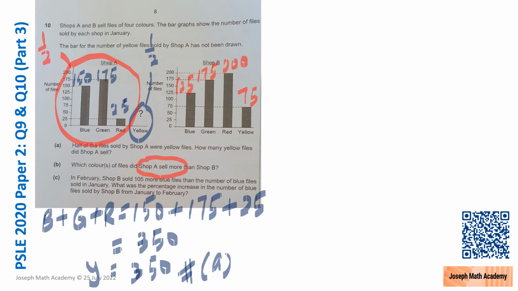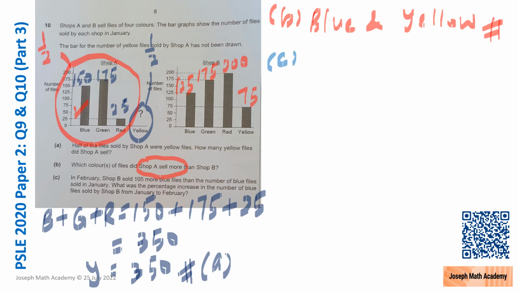Shop A must sell more. So comparing the individual colors, we know that blue is more for shop A. Green, they are the same. For red, shop B is more. And for yellow, shop A is more. So to do part B, we have already gotten the answer. It is blue and yellow. Done.